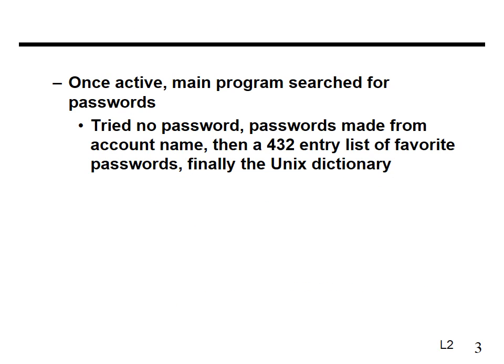Once active, the main program searched for passwords. If it couldn't find any passwords, or it found another computer it wanted to infect but it needed a username and password, it would try to guess passwords, first using no password, then using a password made up from an account name, some variation of the account name. Then they had a list of 432 favorite passwords. And then finally they would use the Unix dictionary, taking into account that most people use real words for their passwords, not made up words.